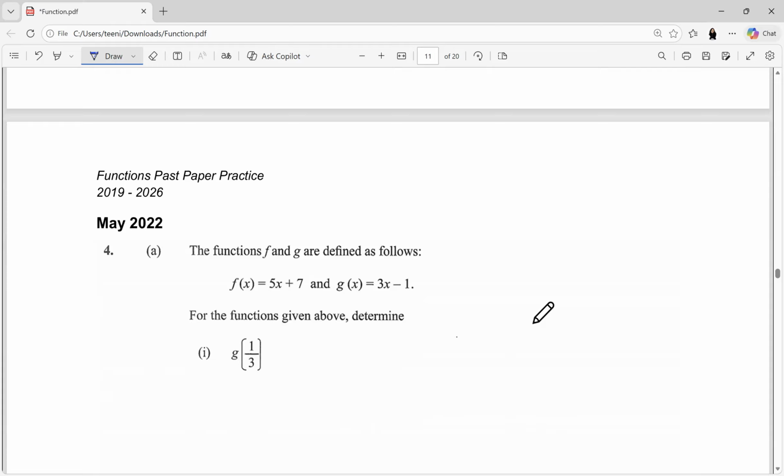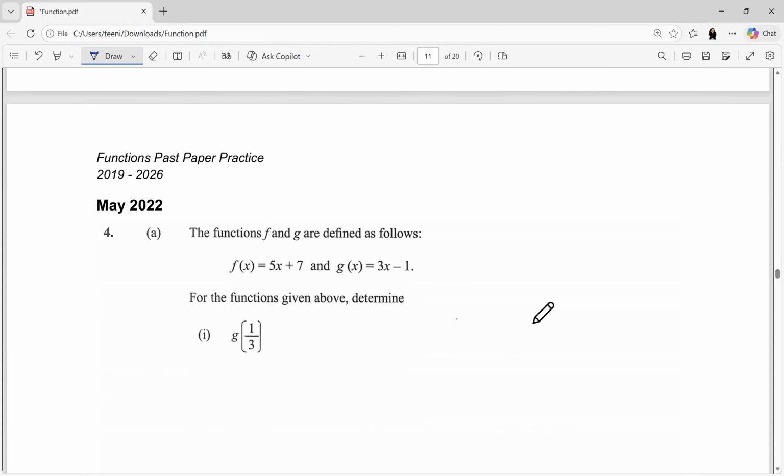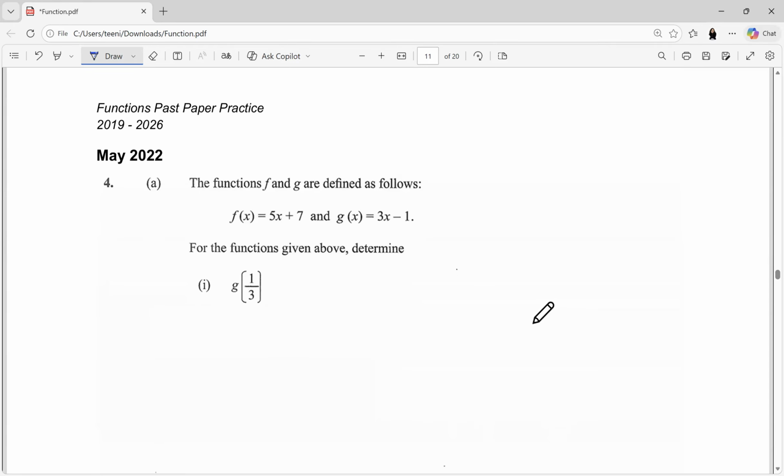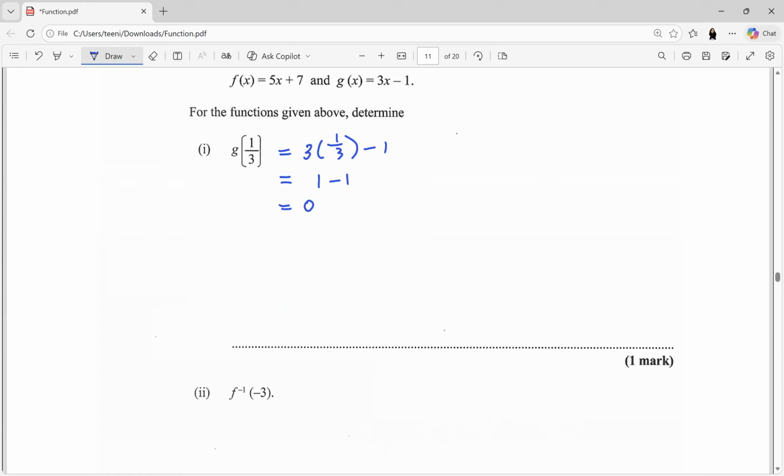All right, moving on to May 2022. The functions f and g are defined as follows. F of x is equal to 5x plus 7, and g of x is 3x minus 1. For the functions given above, determine g of 1/3. So g of 1/3 will be 3 by 1/3 minus 1. 3 times 1/3 is 1. 1 minus 1 is 0. So g of 1/3 is 0.